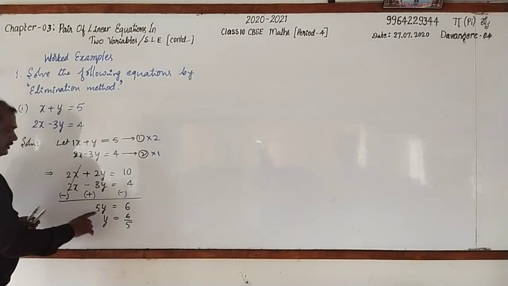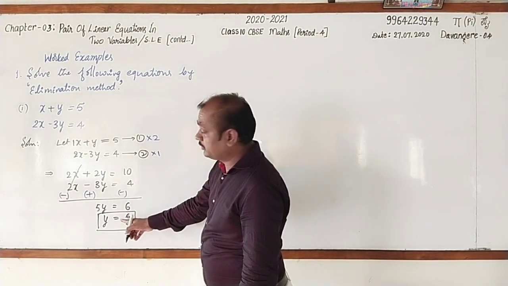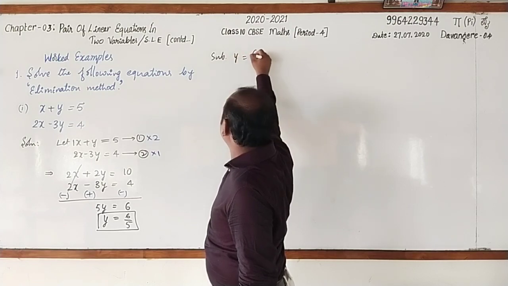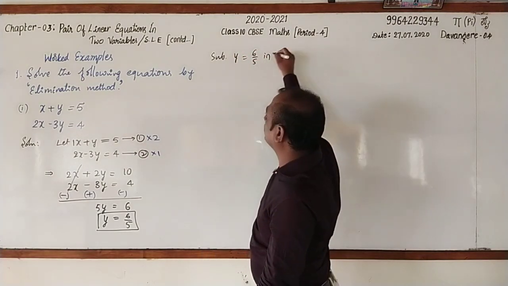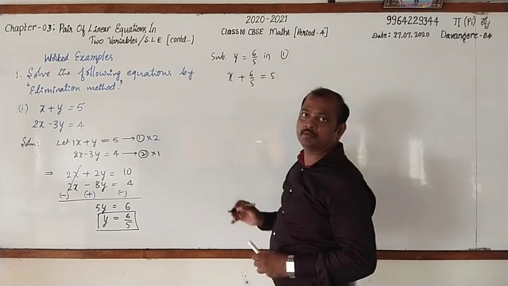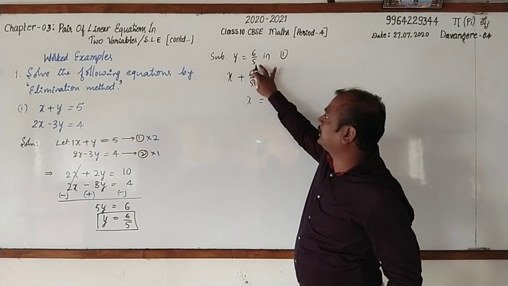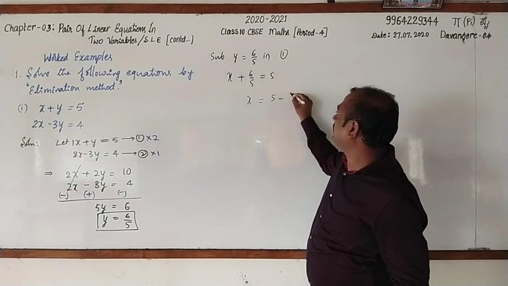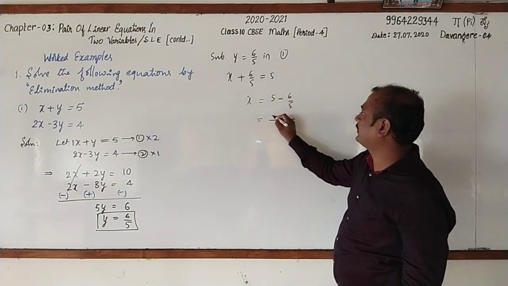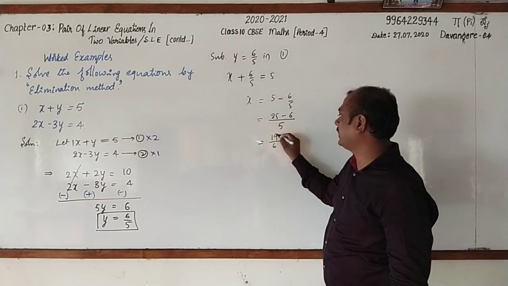Hope that you have understood. Now we got the value of y. Let us substitute y in place of any one of these two equations. I will substitute y equal to 6 by 5 in equation 1. Equation 1 is x plus y equal to 5, x plus 6 by 5 is equal to 5. Clear? Now x is equal to 5 minus, transfer 6 by 5 to the right hand side, minus 6 by 5. Then take LCM, 5. Then multiply LCM with both the terms. 5 5s are 25. Here 5 5 get cancelled, 6. 25 minus 6 is 19. 19 by 5.